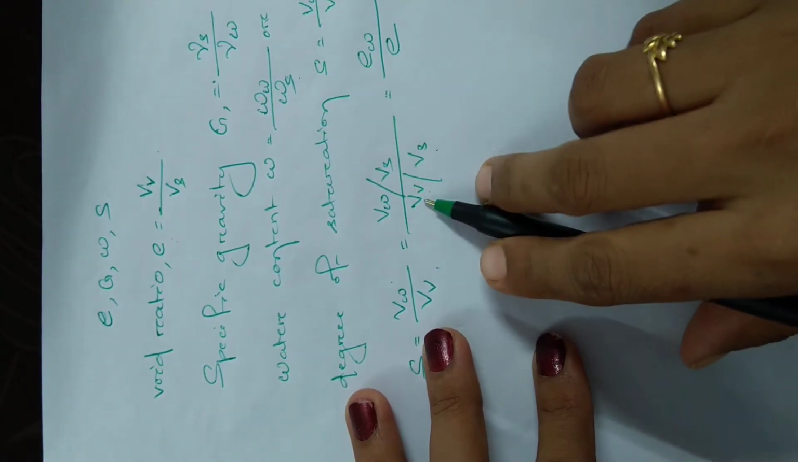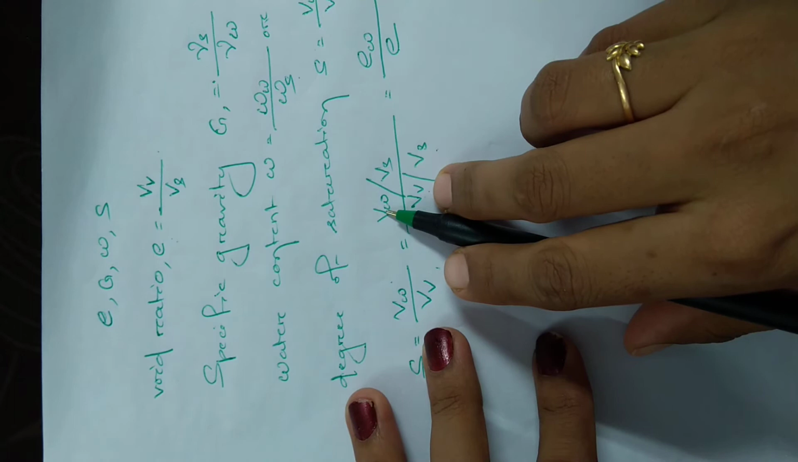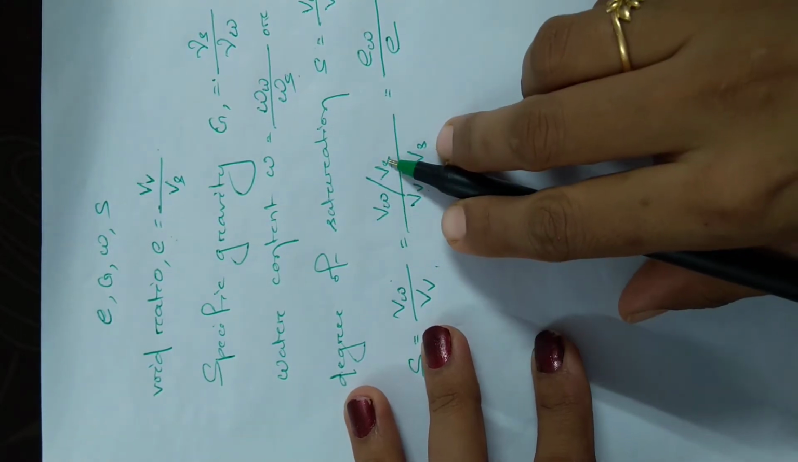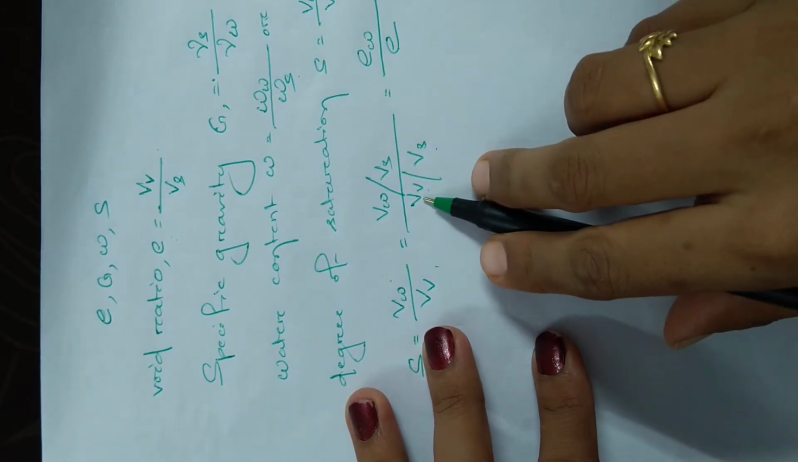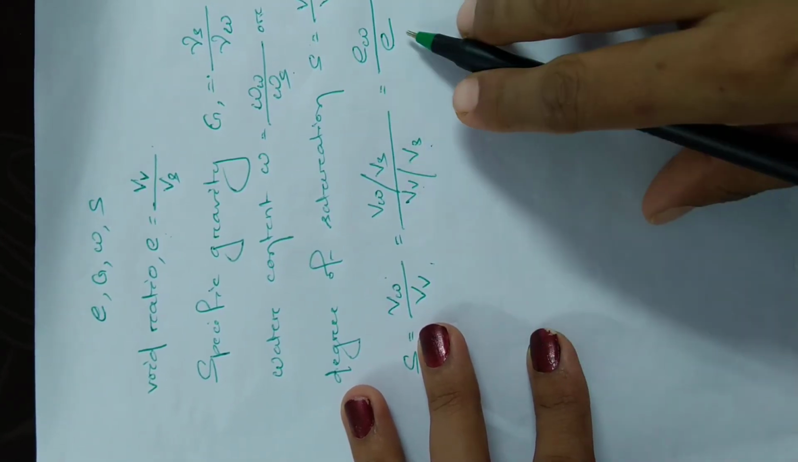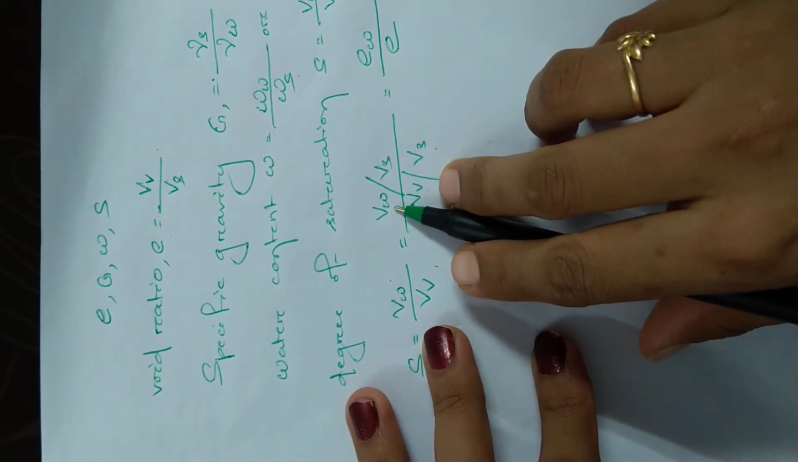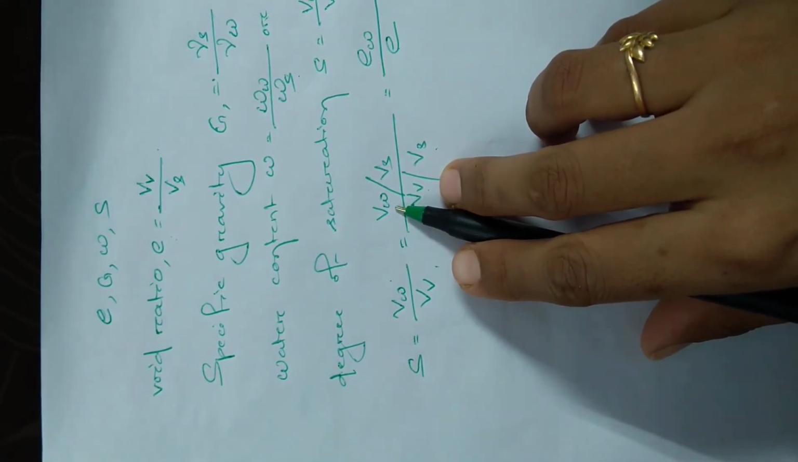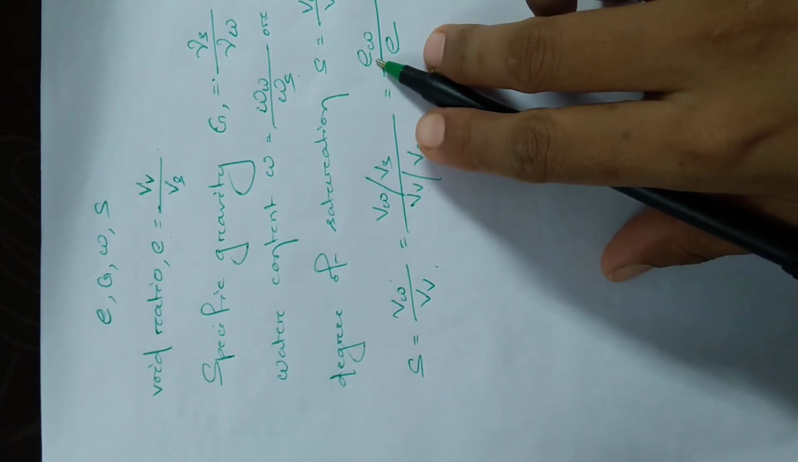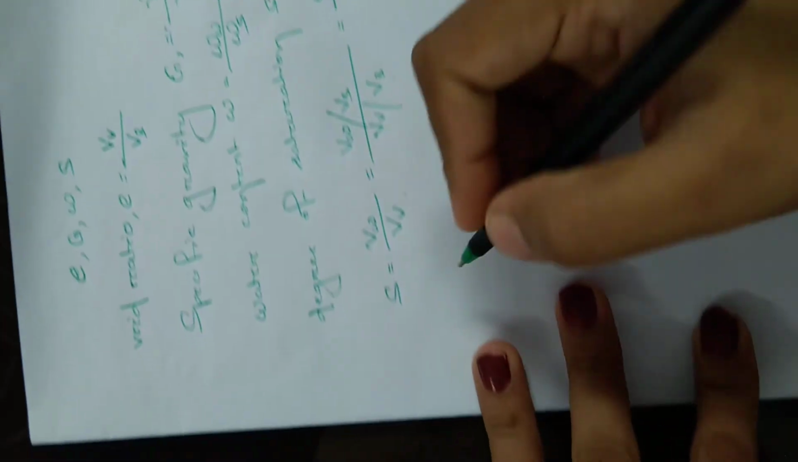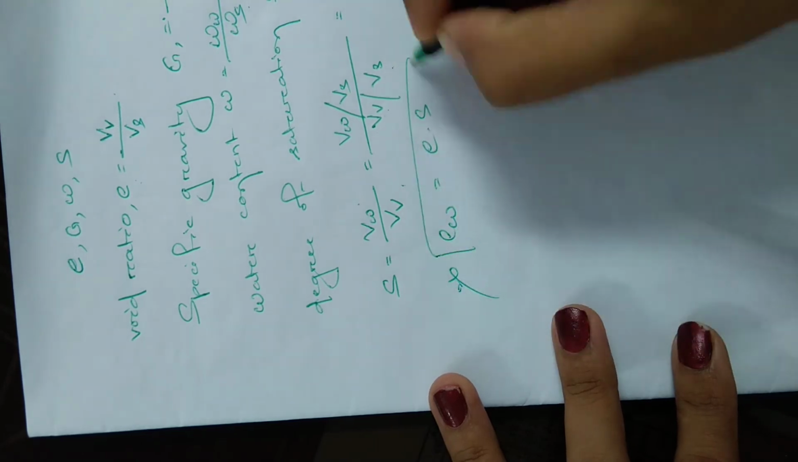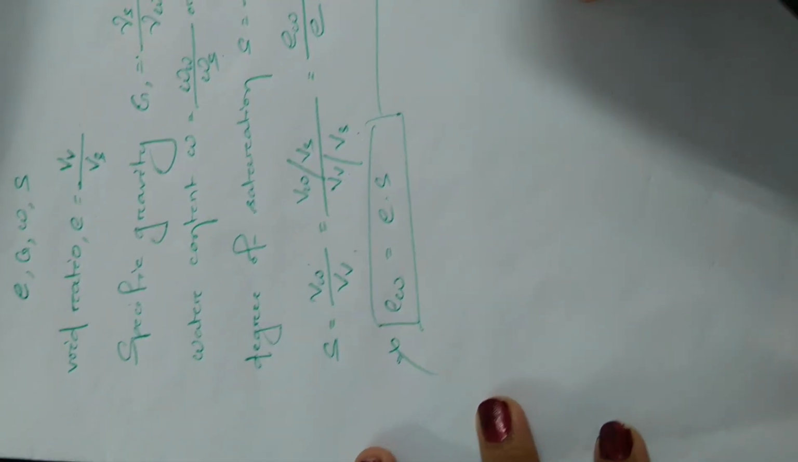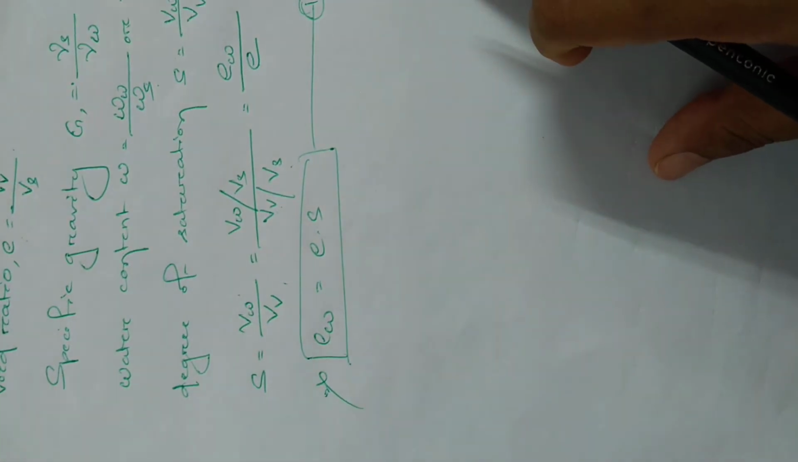If we are taking the ratio between volume of void to volume of soil, then it is E. But if the relation is between volume of water only and volume of soil, then that is known as water void ratio. If total volume of void is taken, then it is void ratio. If volume of void containing water is taken, then it will be EW, water void ratio. So from this equation I can write EW is equal to E into S. This is my first equation: EW is equal to E into S.